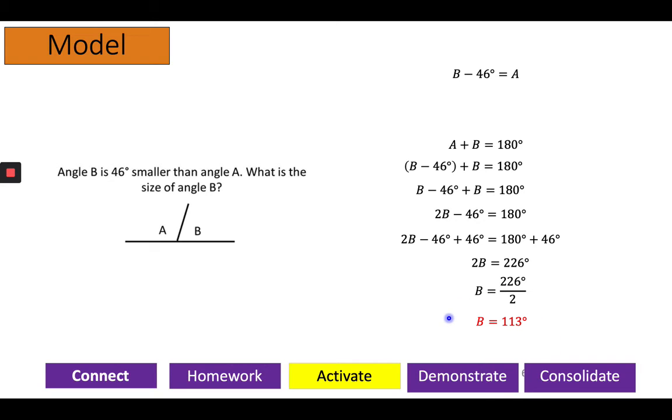This is just using your algebraic rules and your rules of angles. It seems quite long, but I know you guys can do this.